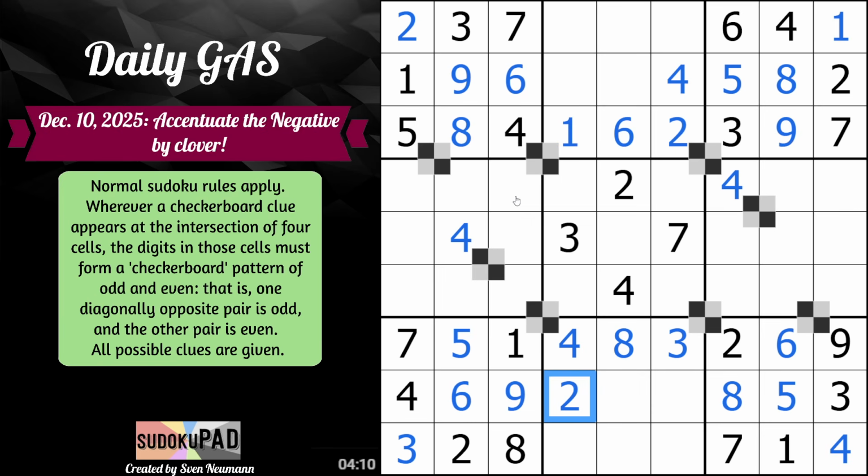And then, yeah, we have a bit of rotational symmetry on this, like 5s opposite 9s, but it's not perfect rotational symmetry. 1 opposite 3, but also 3 opposite 7, and 7 opposite 7, and 6 opposite 8, and 2 opposite 4. It's close enough to give us an idea of how to move forward.